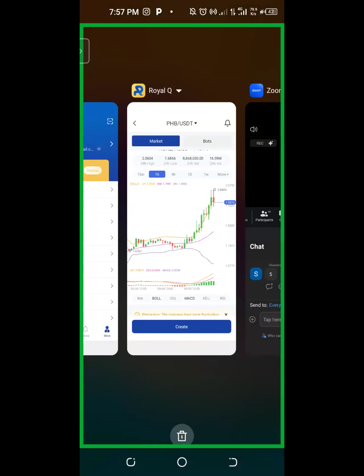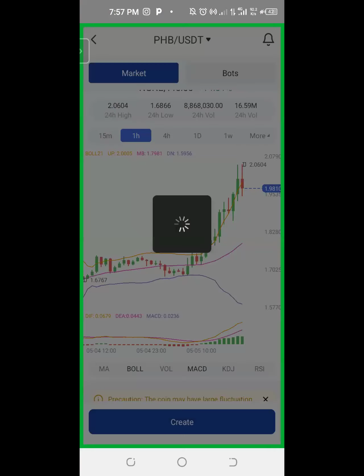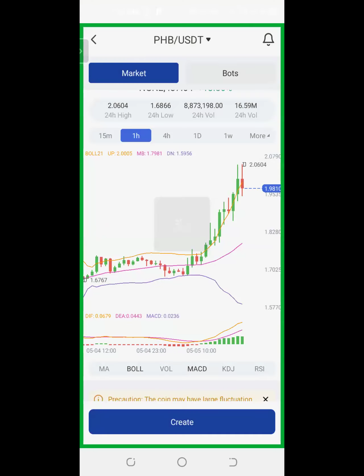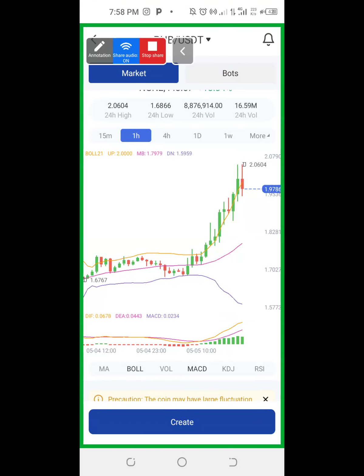So I've explained the upward movement of a coin when the coin is moving up and green candles are forming. Now, how do you identify before a coin starts to pump? That's what we are doing. And there's a tool that we call MACD. I said the MACD indicator on your RoyalQ, this is the MACD.